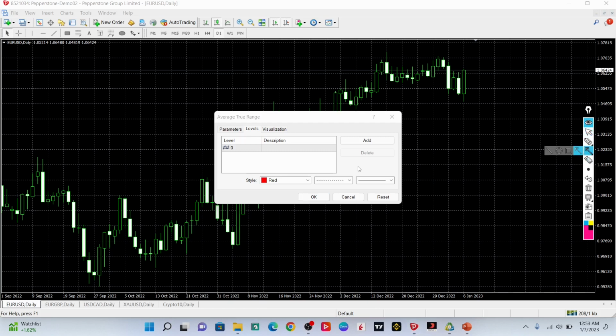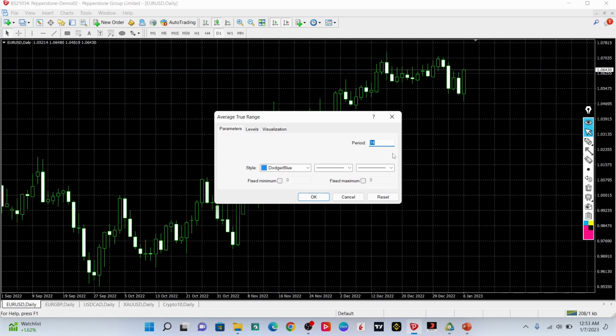Okay, and then on this pop-up box we have parameters, we have levels, and then we have the visualization. Those don't matter so much, right? So when we look at parameters, we are putting in the period. The period, of course, we looked at in a video about moving averages. So period is measuring how many candles backward should I calculate, and then give you the figure. So here we are using a period of 14 because that is a basic figure. For the ATR, it's a default setting. We shall leave it in the default setting of 14.